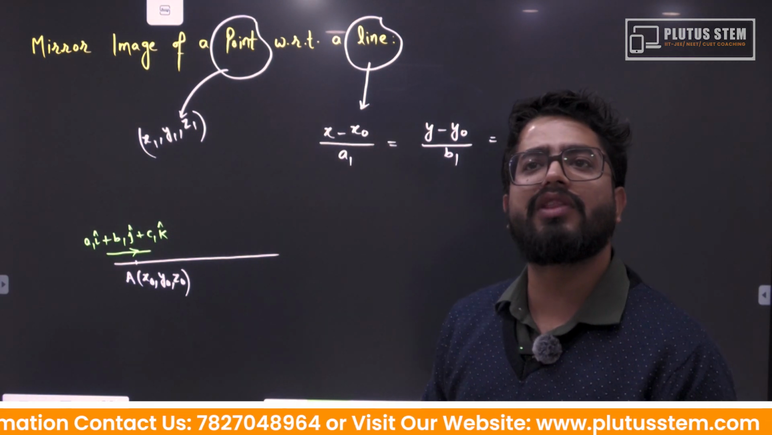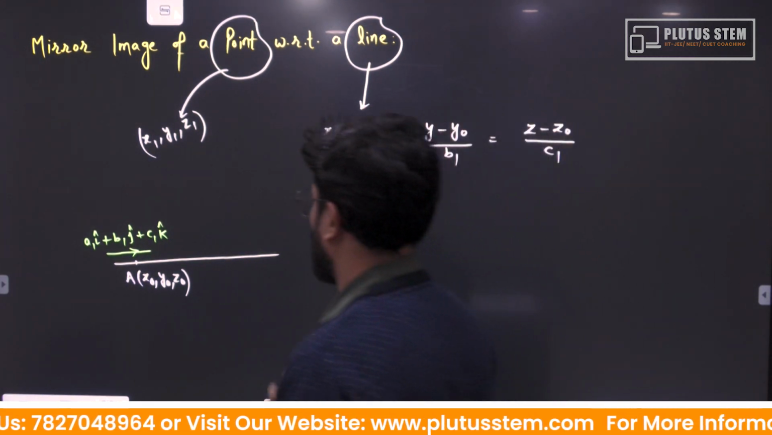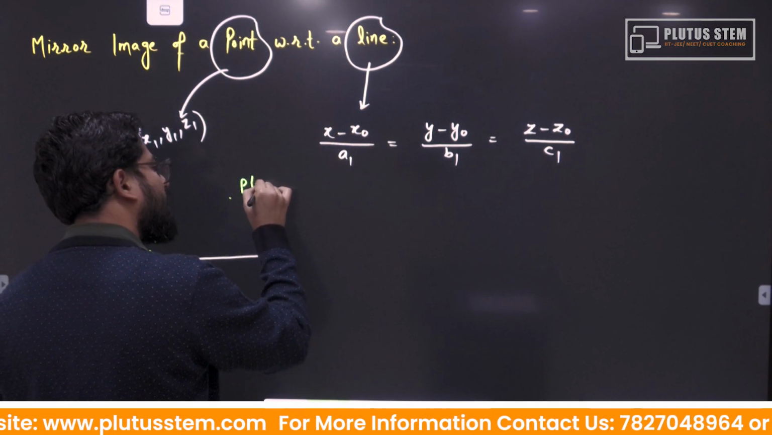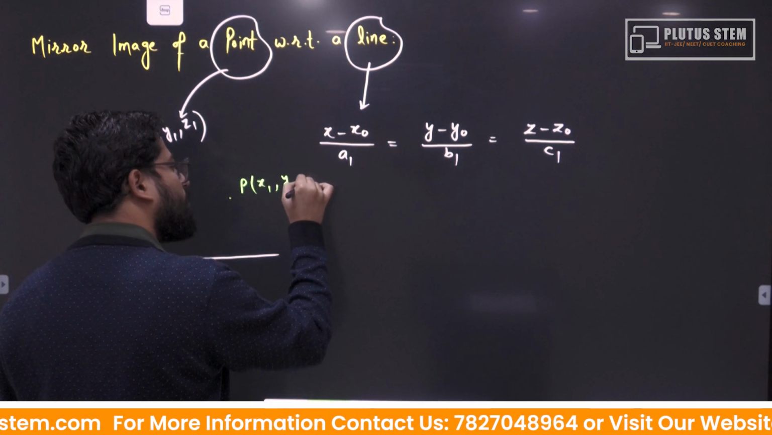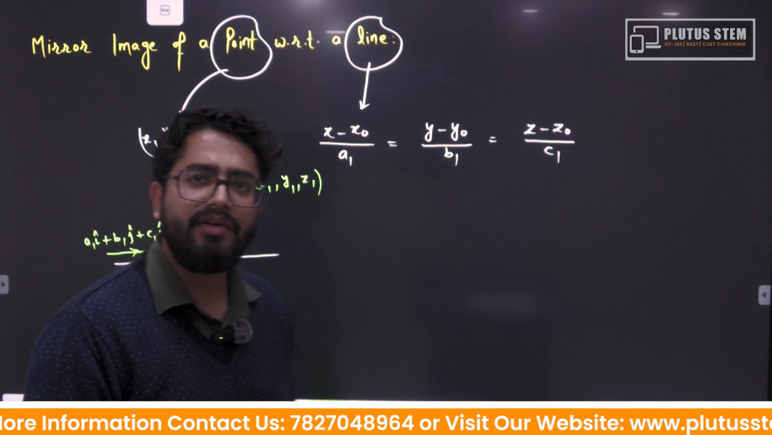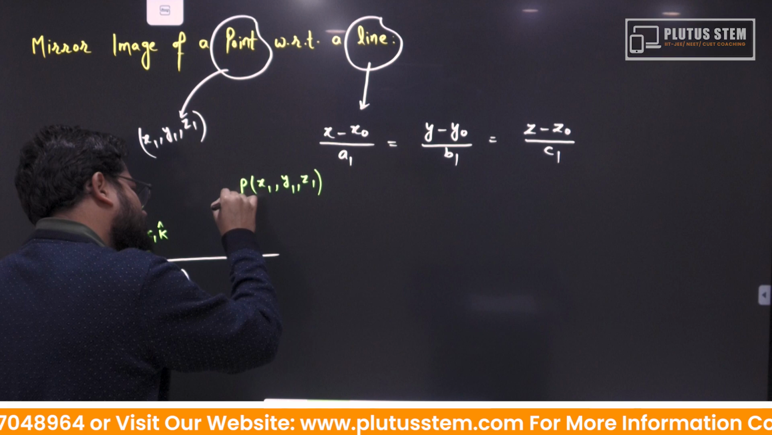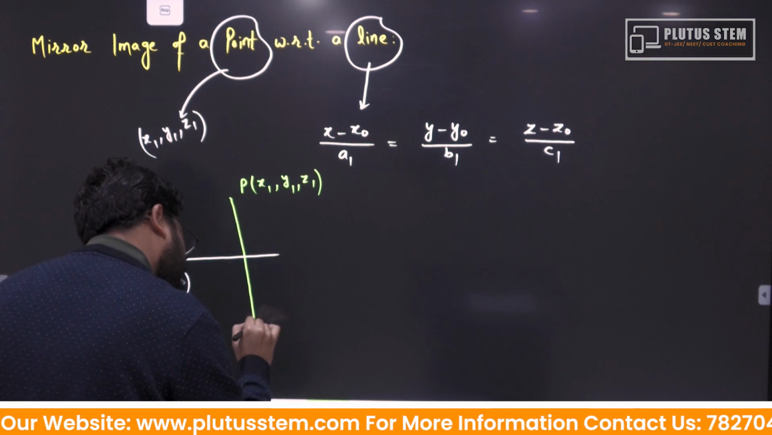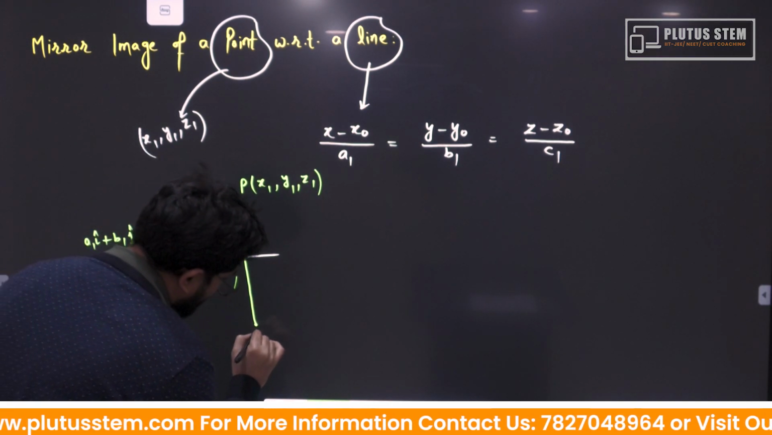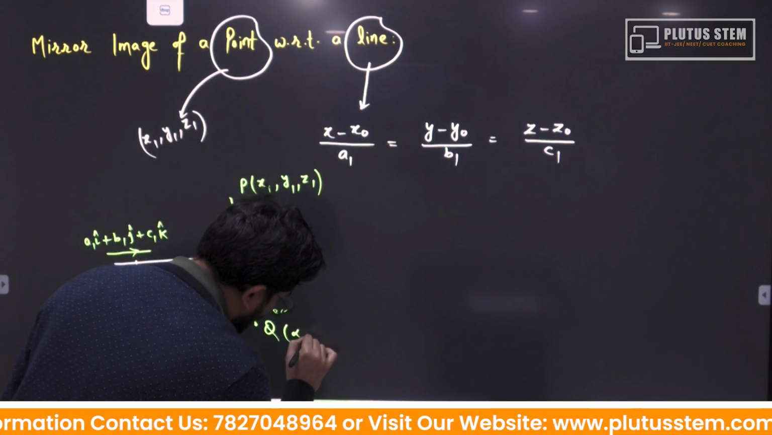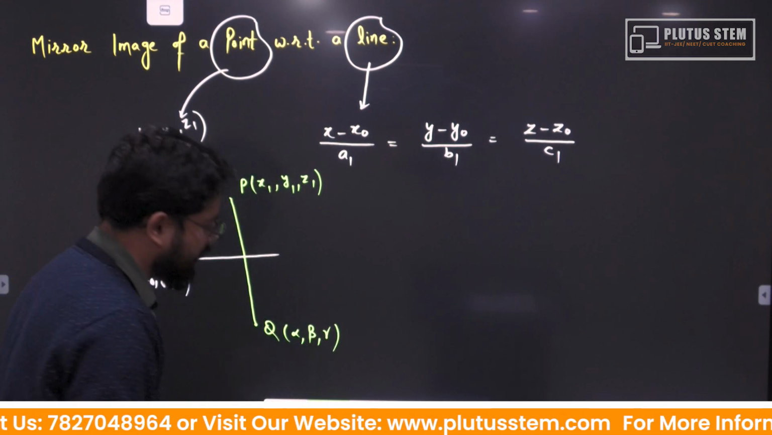Now you are given the point x1, y1, z1. Let's say your point is somewhere here. Now we have to find the image. Let's say the image is somewhere here. I am joining P with its image. Let's say the image is Q, and I'm assuming that it is alpha, beta, gamma.